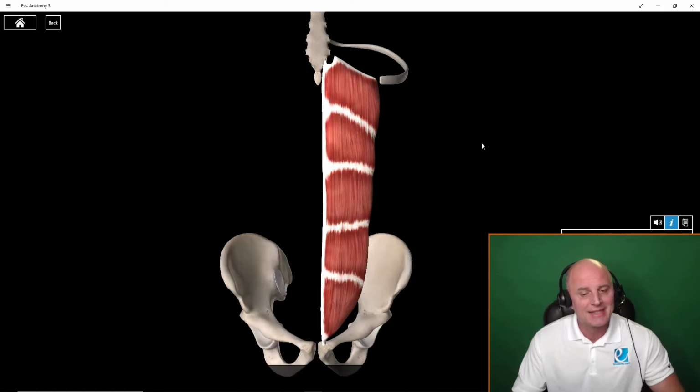So we're going to look at that a little bit here in a little bit as far as tautness and engagement, but that is the anatomy of the rectus abdominis.